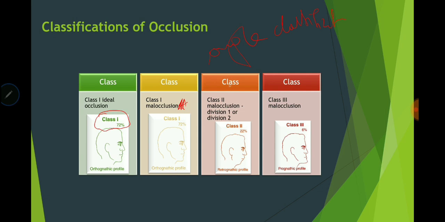Then you have class 2 malocclusion. You have class 2 division 1 and class 2 division 2. And the third is class 3 malocclusion. Class 3 malocclusion is the rarest one, which is about 6%. Class 2 accounts for 22%, and class 1 accounts for 72%.